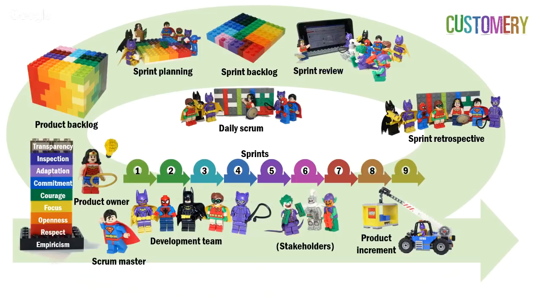Transparency is the other major hallmark of Scrum. So we're being transparent with our stakeholders. And then courage, commitment, focus, openness, and respect are the other 5 core values of Scrum.